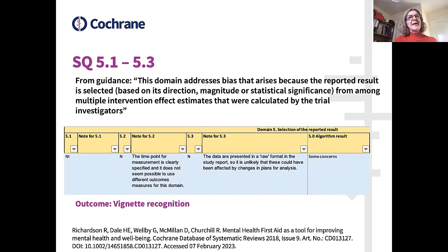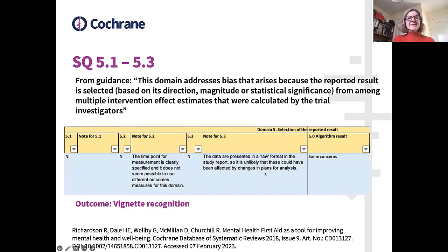And we're also arguing that because the trialists have presented the data in a raw format, they've just presented the crude figures of numbers who can recognise and numbers who can't recognise. So the trialists haven't selected a particular analysis because they've just presented us with some raw data. So this domain, for this result, is at low risk of bias. So we were reasonably happy with that. Sorry, some concerns. We couldn't find any kind of plan for analysis, which gave us some concerns for this domain.